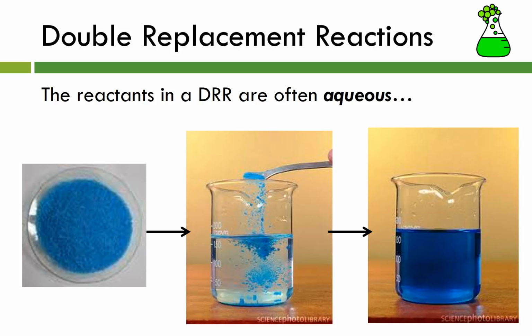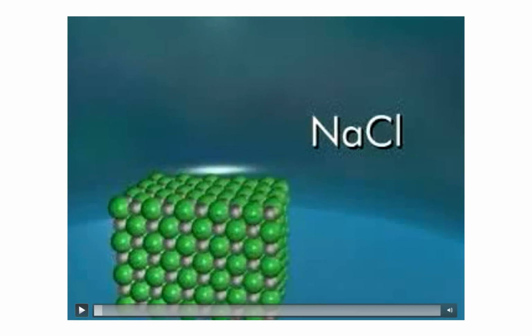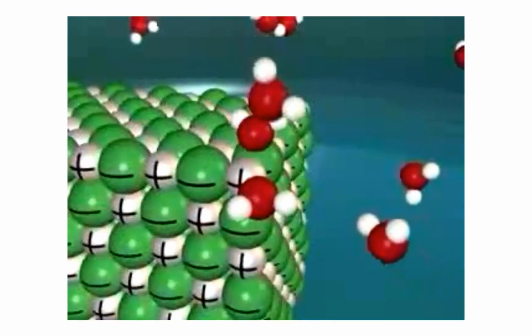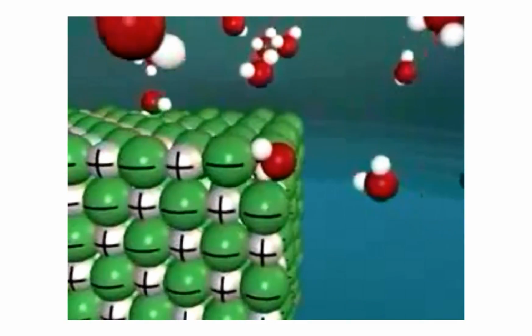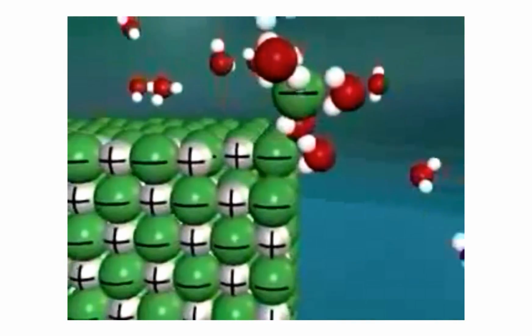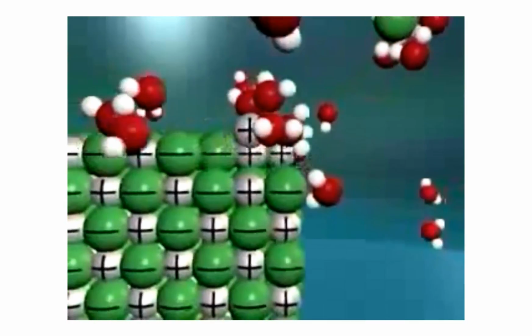Something interesting happens with the ions themselves. So I've got a video to show you about the dissolution or the dissociation of sodium chloride in water. So we've got sodium chloride in water. And we know that water molecules are like little magnets. They've got poles. So they're going to be able to interact with the positively and negatively charged ions present in sodium chloride and essentially start to rip it apart.